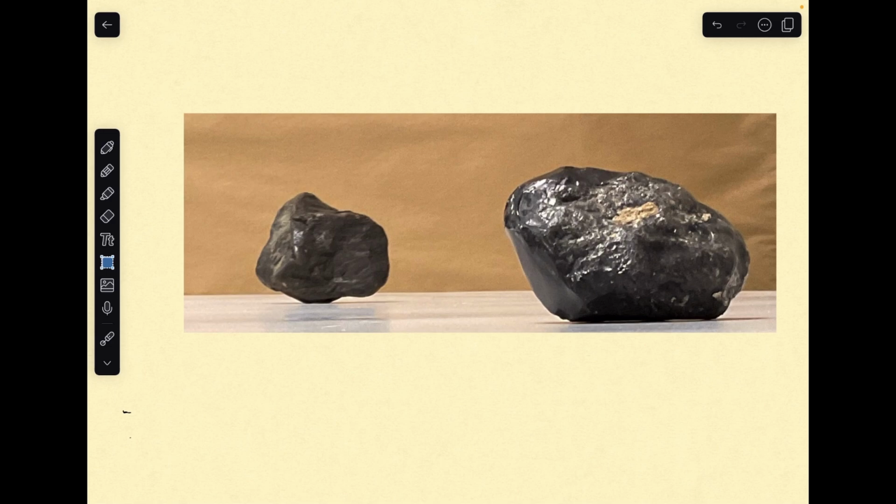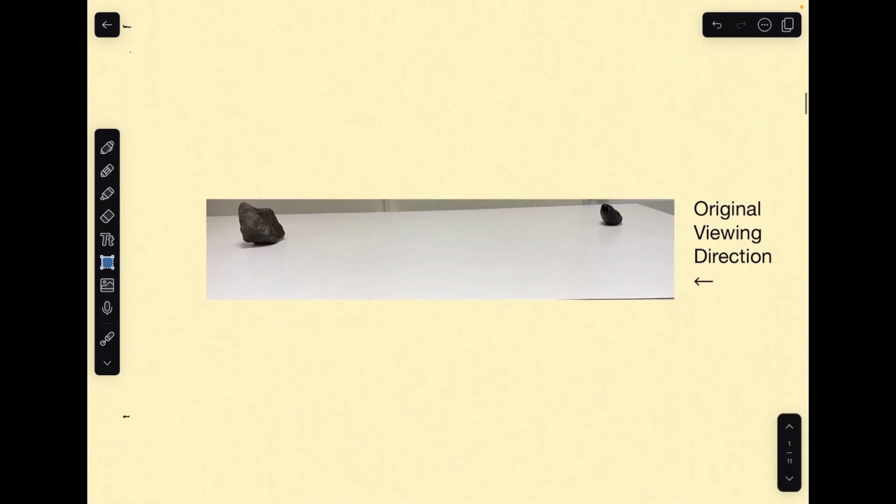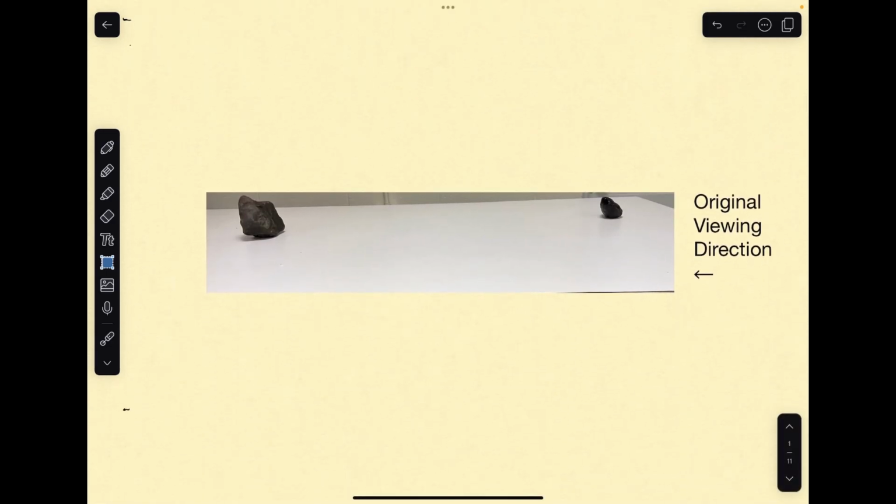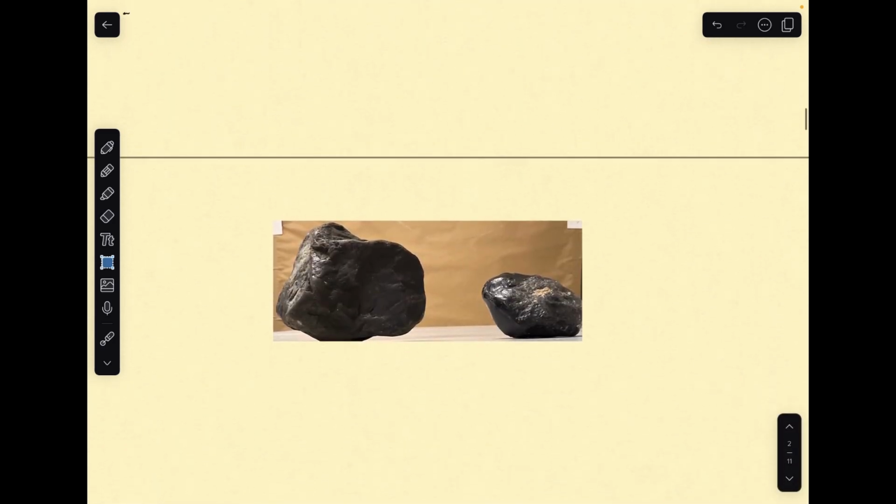Let's move around to the side and look at the same rocks from a different perspective. Now it is obvious that from our original vantage point, they were different distances from us, and now it is a bit easier to tell which one is bigger and which one is smaller. When we place them at the same location, it is even easier to judge their relative sizes.